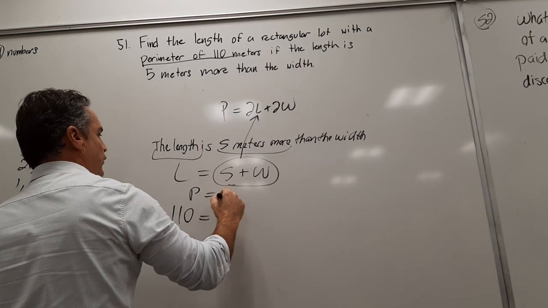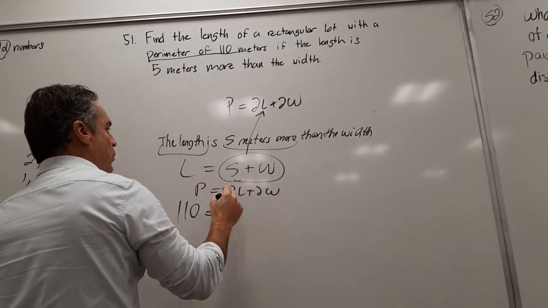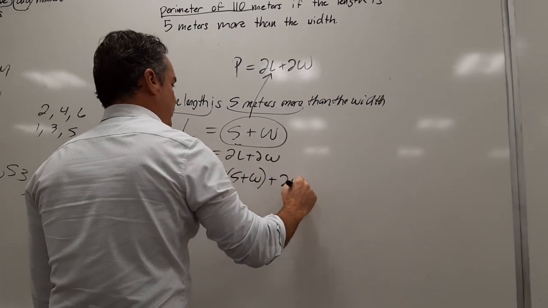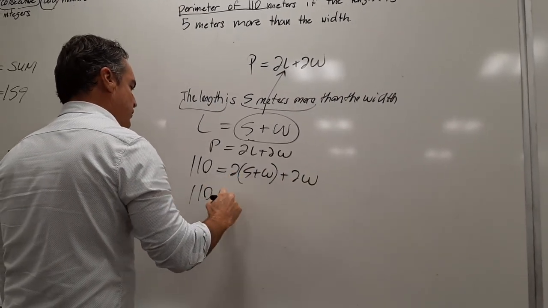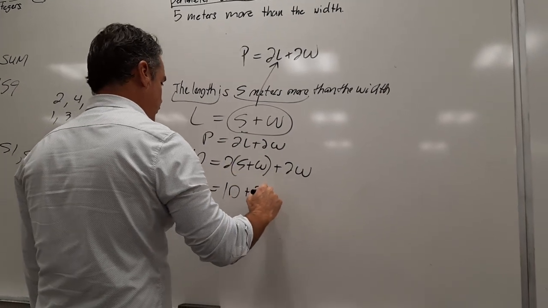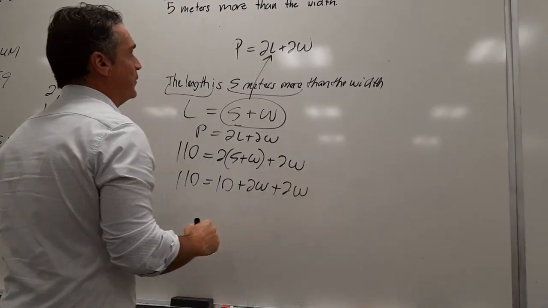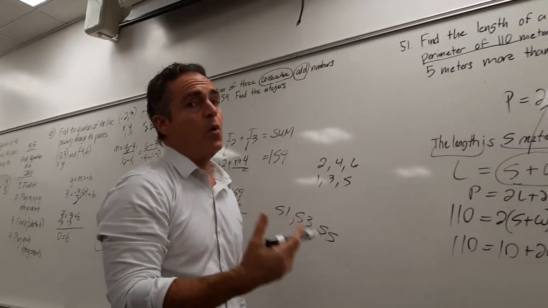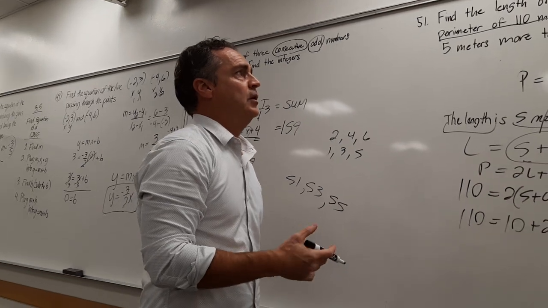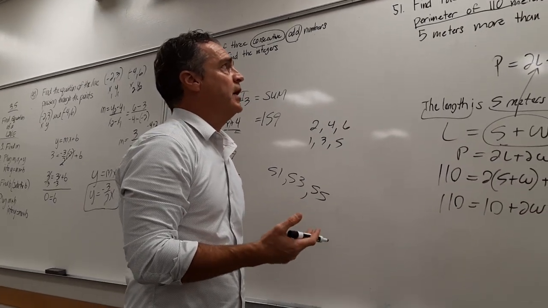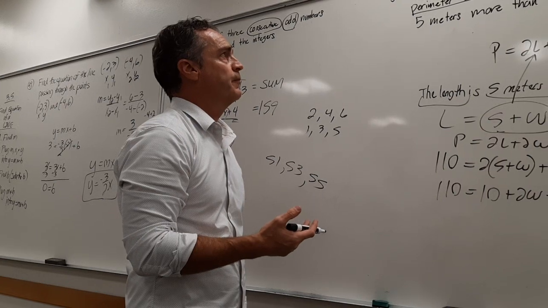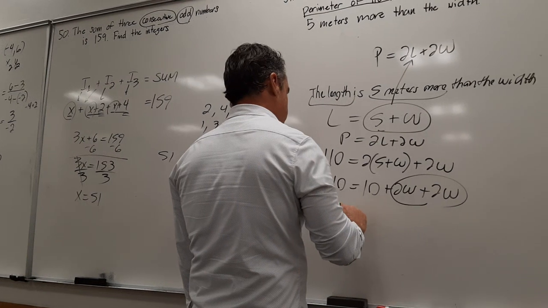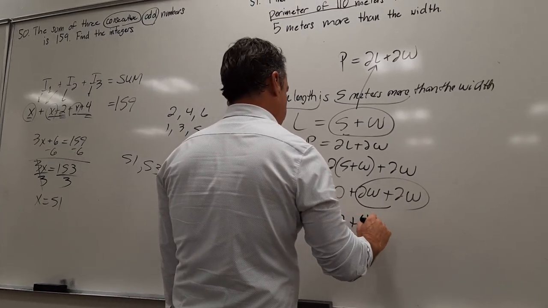Here's what I have. P equals 2L plus 2W. And where there's an L, I put in 5 plus W. So I have 2 times 5 plus W plus 2W. I get 110 equals 2 times 5 is 10, 2 times W is plus 2W, and plus 2W. Okay. None of these problems are inequality word problems. They're asking you for specific answers, okay? So you're good in this. 2W and 2W make 4W. 110 equals 10 plus 4W.